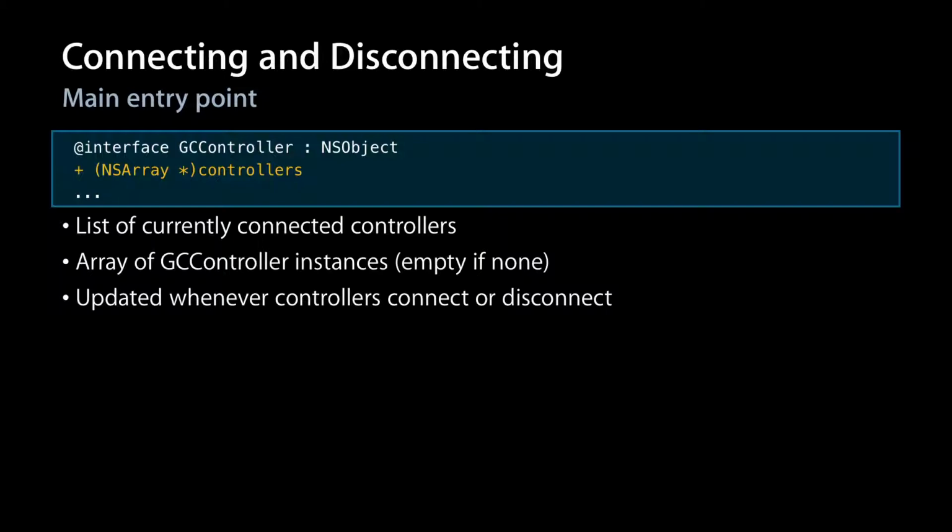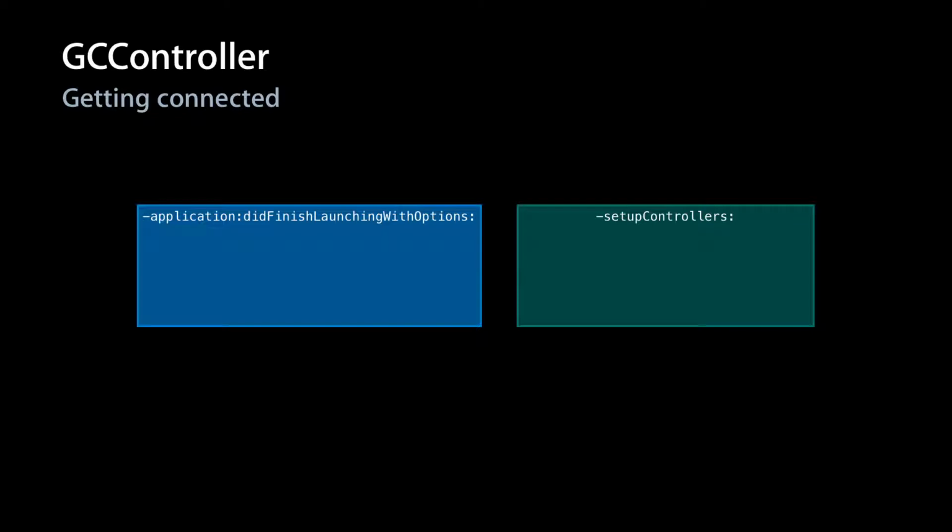Let me just show you how you get connected to one of these. Really, there's an array on the class called controllers, and that's the main entry point to using this class. It'll be empty at first, and then it gets updated whenever controllers are connected with your game. So let me describe visually the process you typically go through to set this up. You'll probably have a method in your app called setupControllers or something like that, which you'll use as the central location for any time there's a controller change.